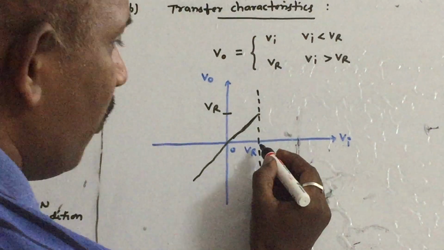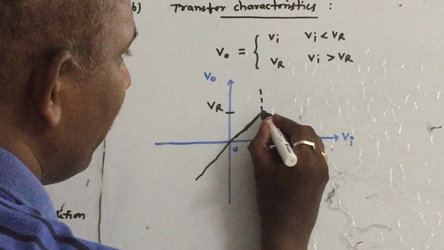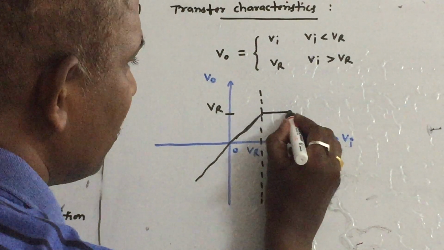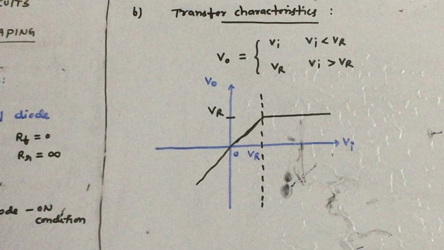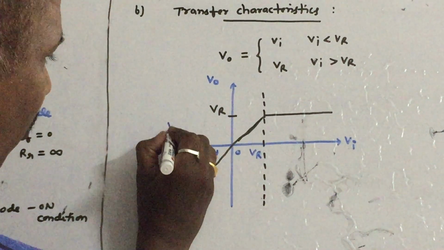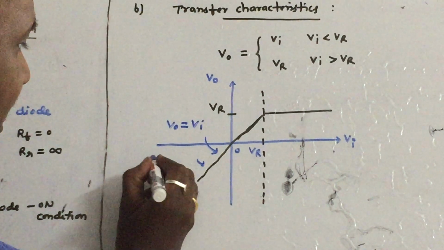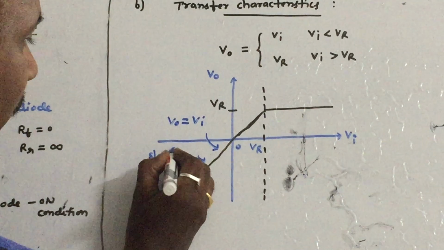When the input voltage is greater than VR, from this relation, what is the output equation? The output voltage is VR. Just draw a straight line. What is the equation of this line? The equation of this line is V0 is equal to Vi, a linear relationship. What is the slope of this line? The slope of this line is 1.